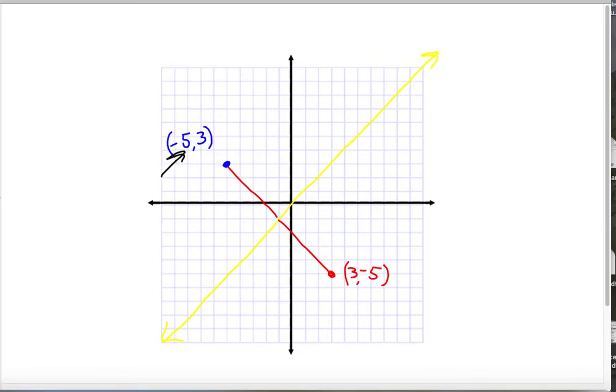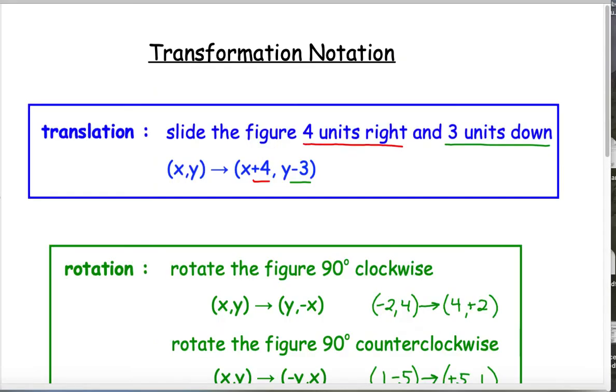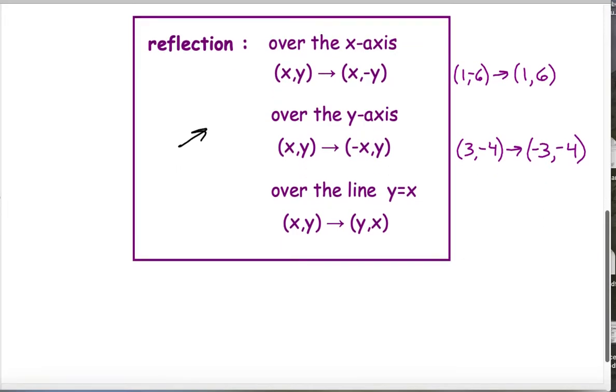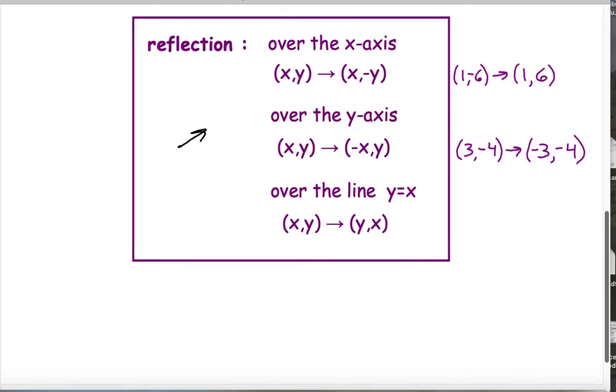Notice what happened. Negative 5, 3 became 3, negative 5. I didn't change the signs of either one. I just switched the order of them. So the x became a y, and the y became the x. But we don't change any signs. And so that's what the rule was showing you. That xy becomes yx. And so those are your rules for reflection. So for example, if I took the point negative 7, 2, and I wanted to reflect that over the y equal x line, we just switch the order to 2, negative 7.